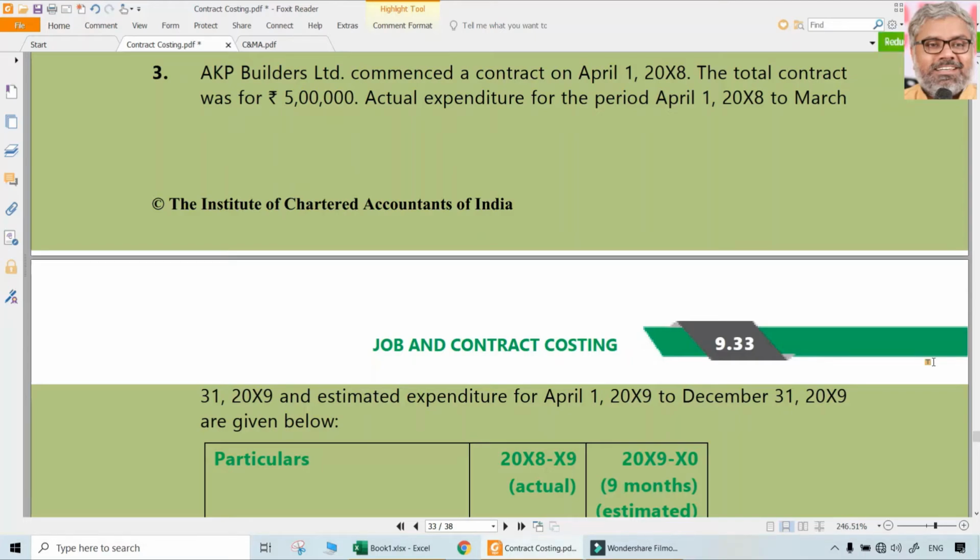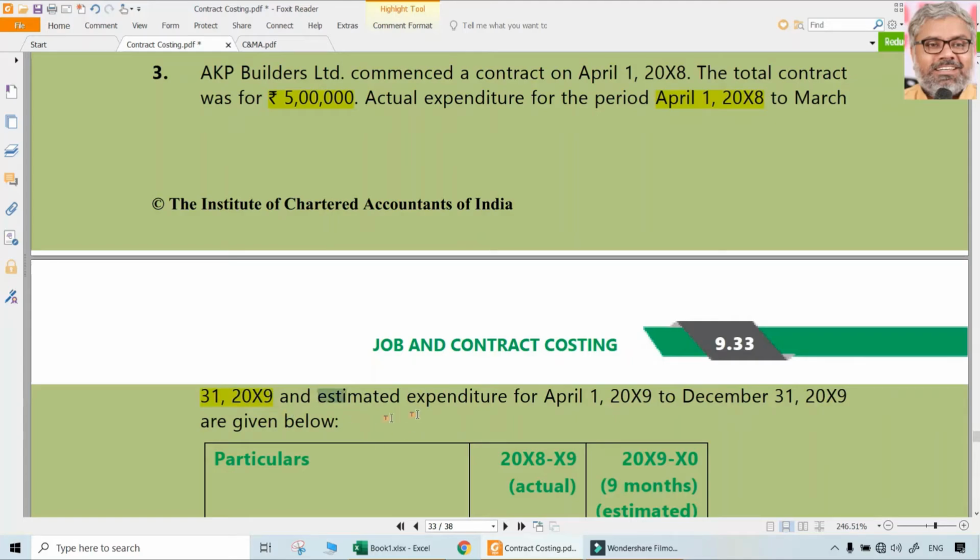So AKP Builders Limited commenced a contract on April 1st of 20X8. Let us call it 2008. Every time X8, X9 and all is not required. 2008, let us say April 1st of 1 year, the contract was commenced. The total contract was for 5 lakhs rupees. That is the contract price. Actual expenditure for the period April 1st, 2008, beginning of the year, to March 31st, 2009. For one complete year, actual expenditure is given.